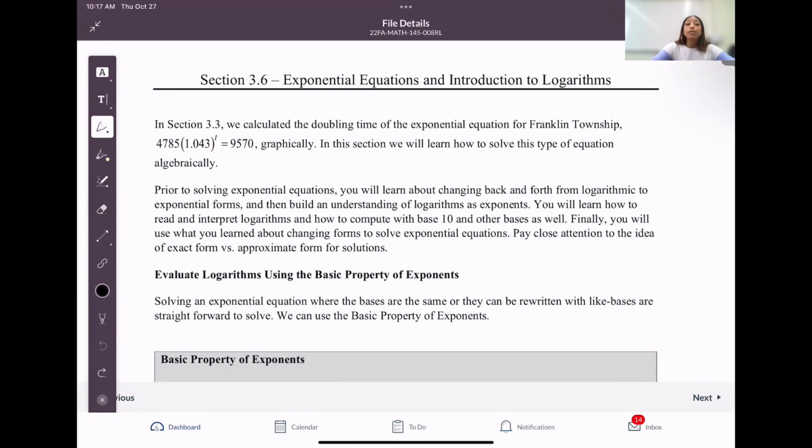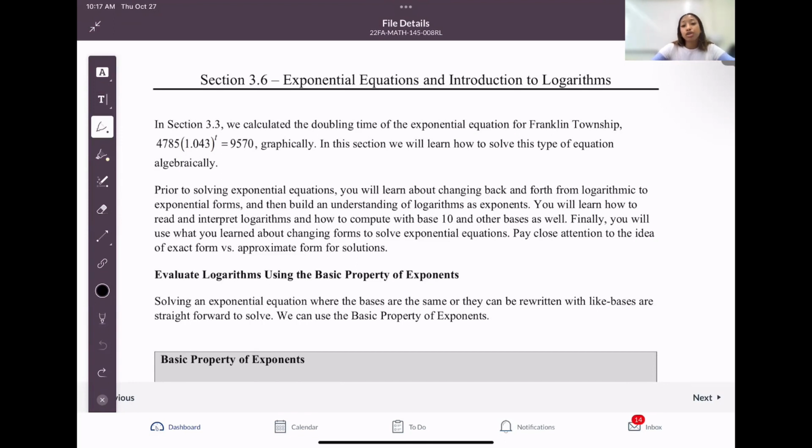All right, in section 3.3, we calculated the doubling time of the exponential equation for Franklin Township. I guess that gives the population of Franklin Township. We have the equation 4,785 times 1.043 to the t power equals 9,570. This is how long it would take for the population to double. And we did that graphically before by letting y1 equal one side and y2 equal the other side and finding the intersection. Okay, now we're going to talk about how we can solve this algebraically.